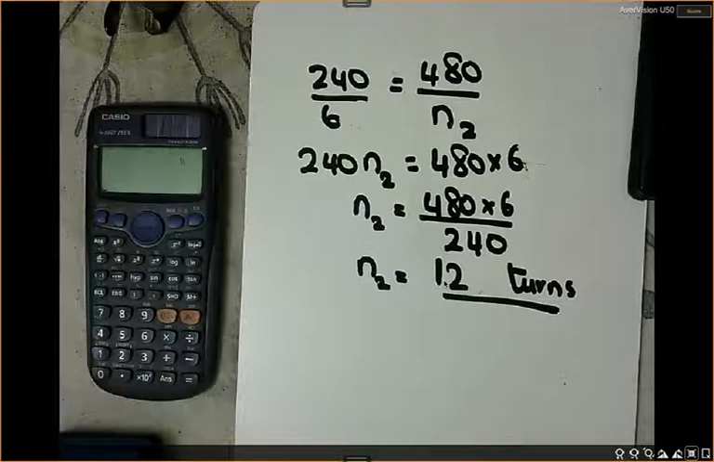Does that make sense? Sir, I did something different. What did you do? I did 240 over 6 equals 480 over N. Then I made it 40 over 1, which equals 480 over N2. Then I multiplied it. It became 40 N2 equals 480. So then I divided 480 by 40, then I got 12. That's correct. That's the right way to do it. Alright? Good, Malik.